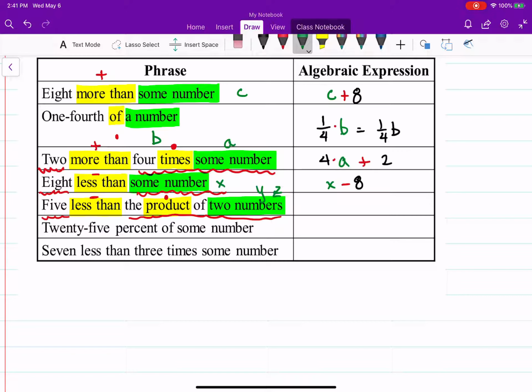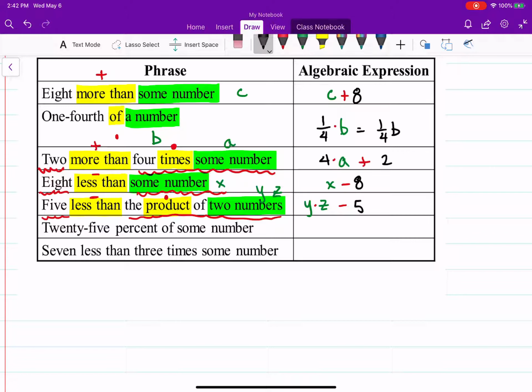So let's call those 2 numbers y and z. So I want the product of the 2. Well, to do the product of the 2, it'd be y times z, okay? Less than 5. So notice how I wrote the second part first and wrote the first part last, all right? Okay.